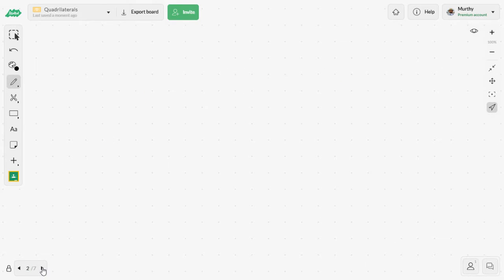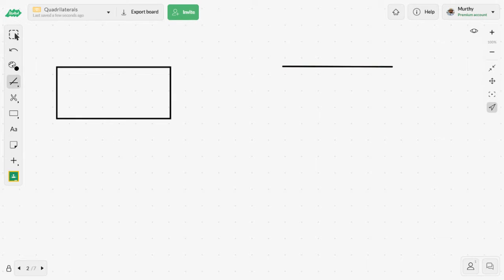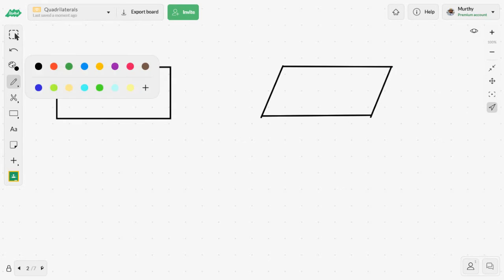Okay, so let's go to the next page. Just now we discussed the difference between a square and a rhombus. Now let's look at a rectangle and a parallelogram. Both have a couple of similarities, and there are some differences too, just like a rhombus and a square. Now, let me label them as A, B, C, D, and P, Q, R, S.